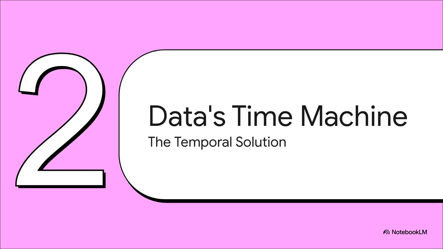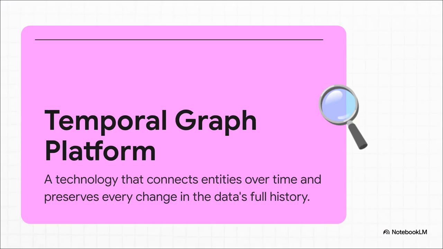So, what if you could fight time with time? What if you had a piece of tech that was basically a time machine for your data, letting you see all the patterns that everyone else is missing? Well, it's called a temporal graph platform. Now, I know, the name sounds a little intimidating, but the idea behind it is actually super simple. It creates this living map of how everything is connected. People, accounts, devices, you name it.